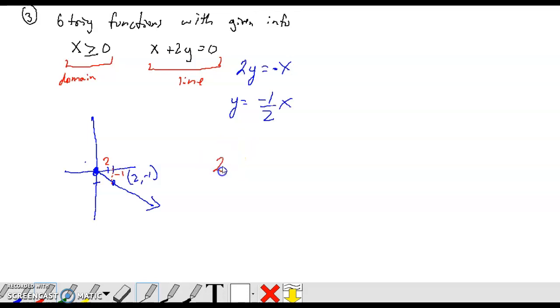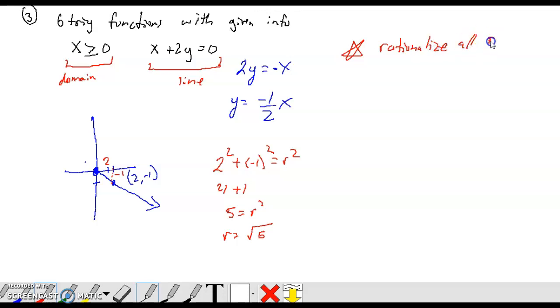So 2 squared plus negative 1 squared is equal to r squared. So 4 plus 1 is 5. This time we're going to get a radical. Make a little note right here: we want to rationalize all fractions that have a radical in the denominator. All right, so this takes us back to some algebra skills.